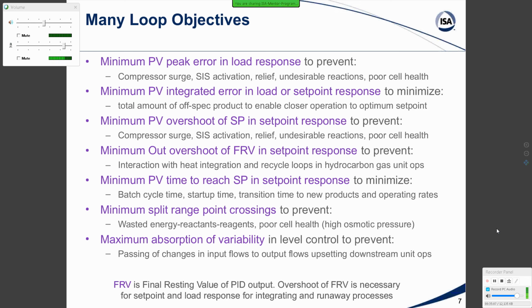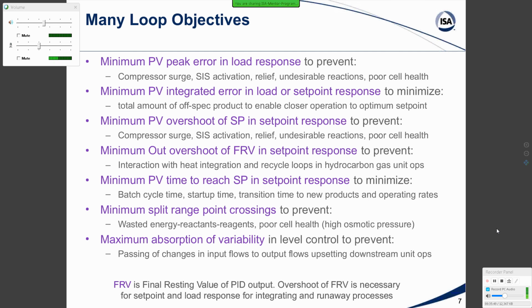If you decrease the PID gain, you get into these slow oscillations. Really what you need to do is make sure that the reset time is very large, and then you can decrease the controller gain. But we have relationships to show that, and we can show you the consequences next month, and also the equations for those relationships. So to maximize the absorption of variability, we're trying to minimize the passing of changes in input flows to output flows that are upsetting downstream unit operations.